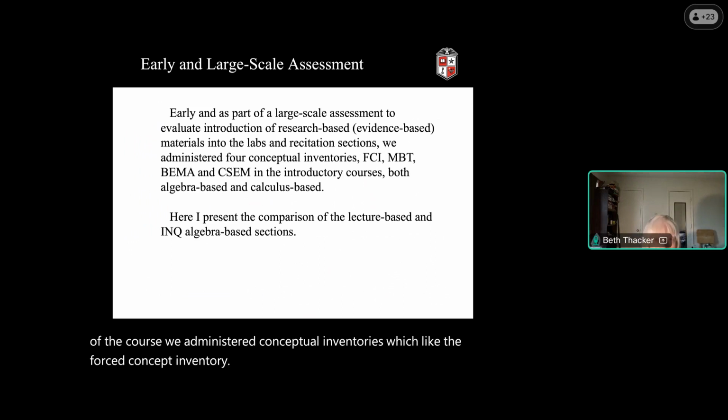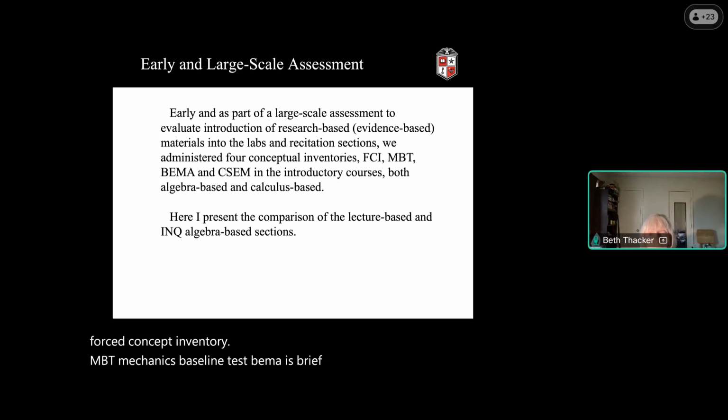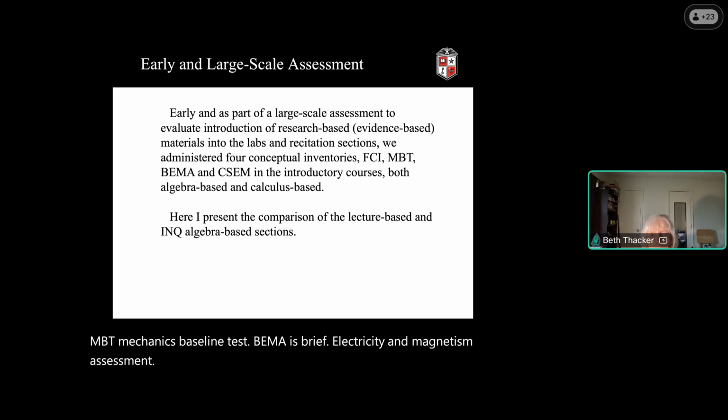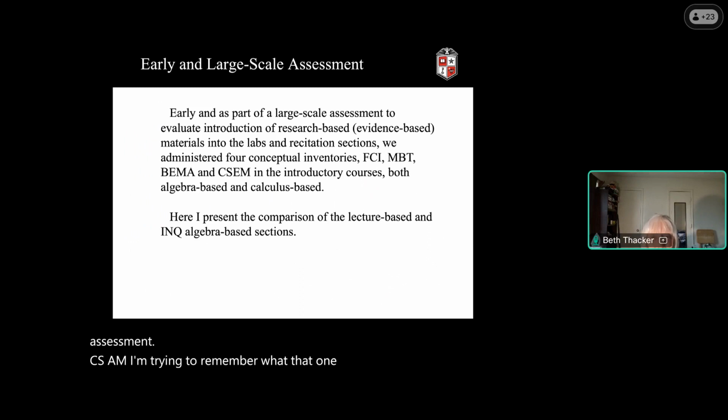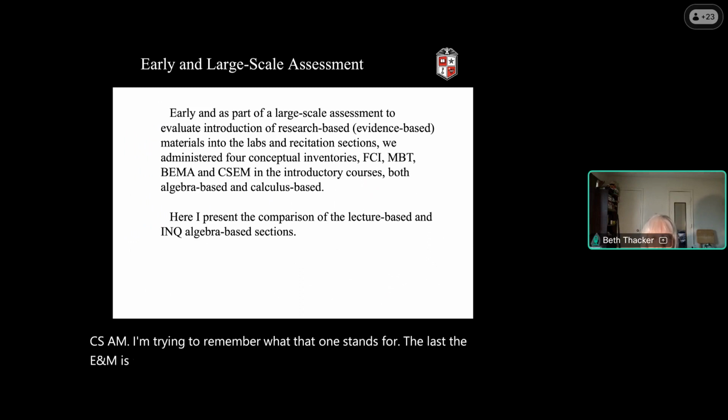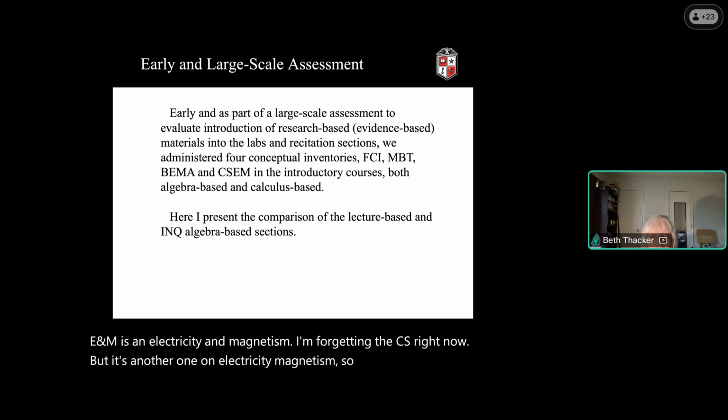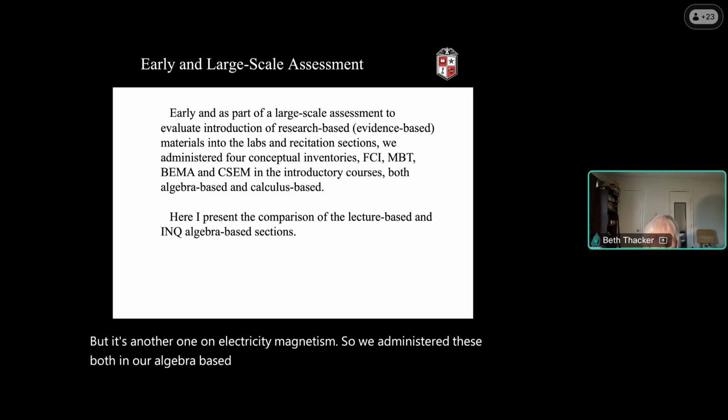MBT, Mechanics Baseline Test. BEMA is Brief Electricity and Magnetism Assessment. CSAM, I'm trying to remember what that one stands for. The ENM is electricity and magnetism. I'm forgetting the CS right now. But it's another one on electricity and magnetism. So we administered these both in our algebra-based and calculus-based courses here at Texas Tech University.